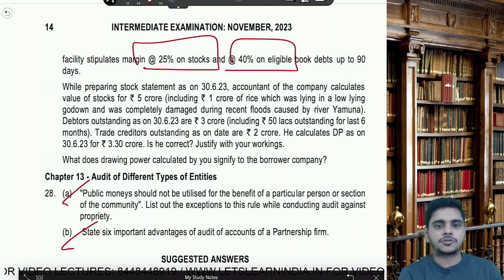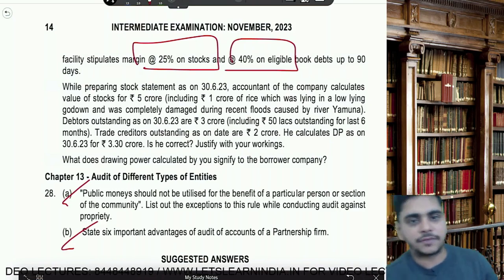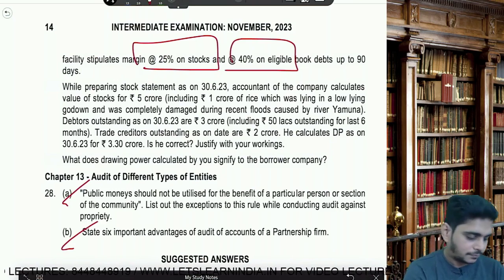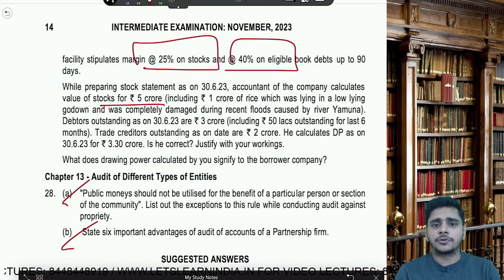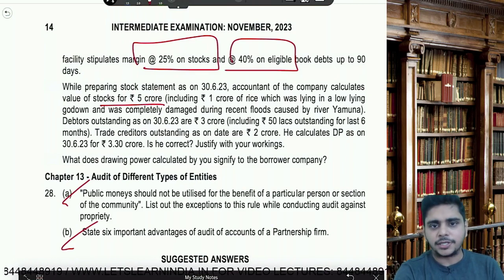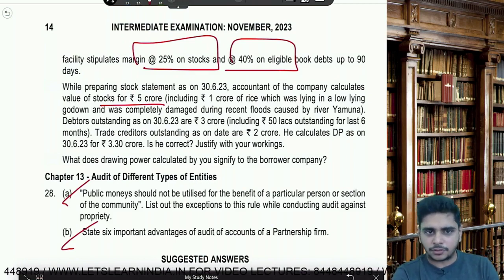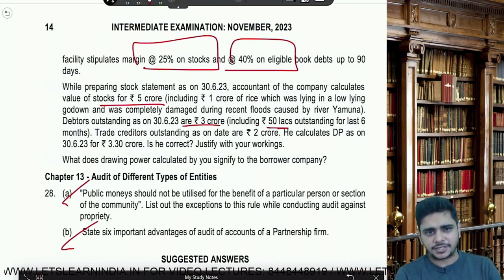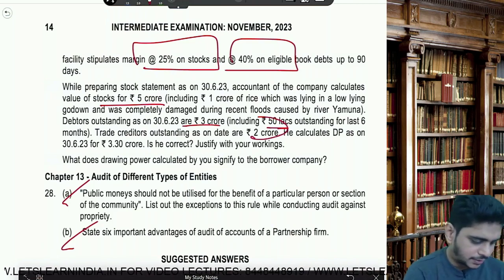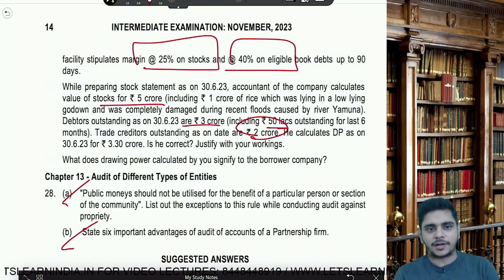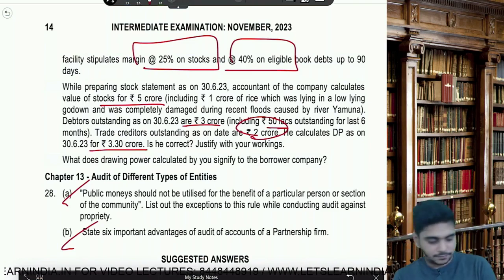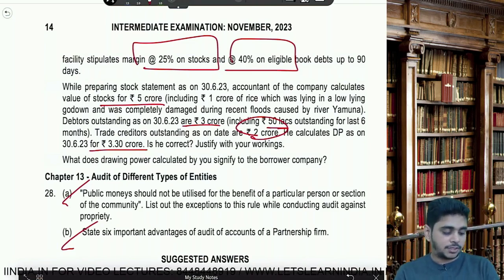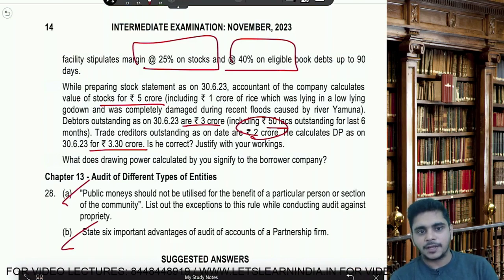While preparing the stock statement on 30th June, the accountant of the company calculates the value of stock as 5 crore, including 1 crore of rice which was lying in a low-lying godown and was completely damaged in the recent floods caused by river Yamuna. Debtors are 3 crores including 50 lakhs outstanding for the last 6 months. Trade creditors are on date 2 crore rupees. He calculated DP, drawing power, as 3.30 crore. Is he correct? Justify with your working what the drawing power calculated by you signifies to the borrower company. So you have to calculate drawing power and define drawing power.